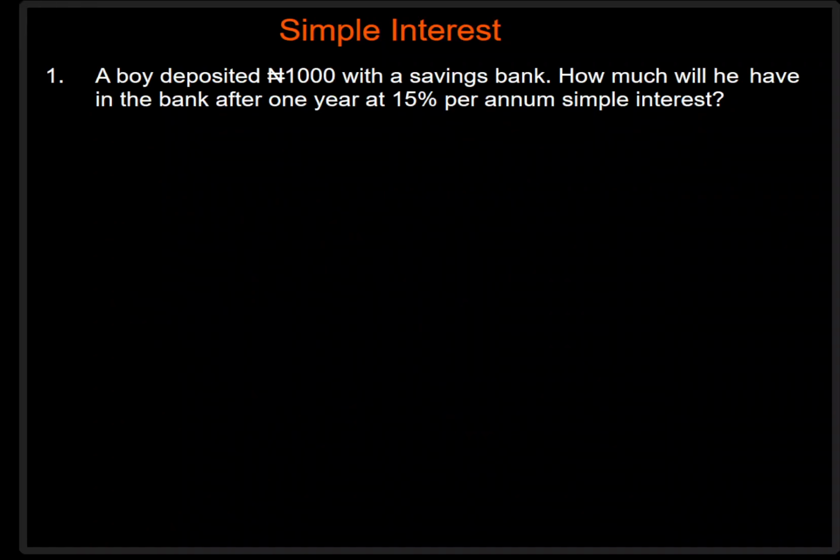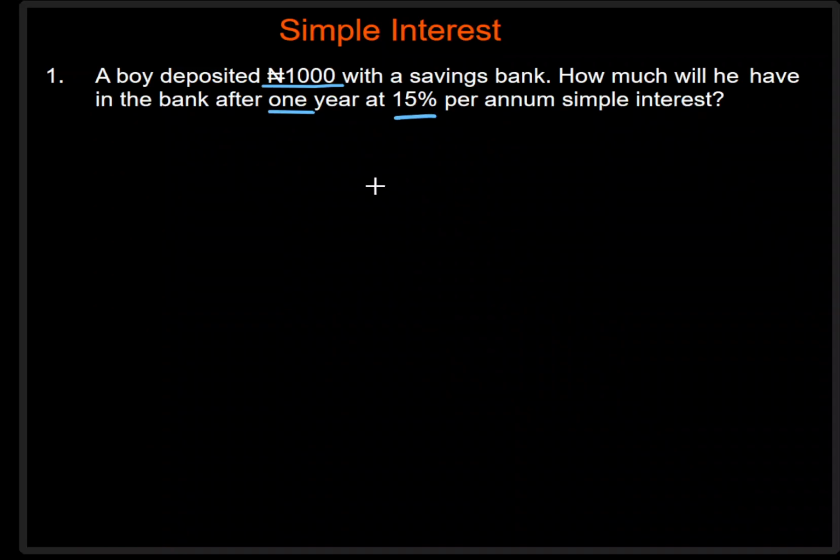Alright, so let's take the first question. A boy deposited 1,000 naira with a savings bank. I think you can guess that's the principal. How much will he have in the bank after 1 year? The time is 1 year, at 15% per annum. That's the rate. Simple interest.